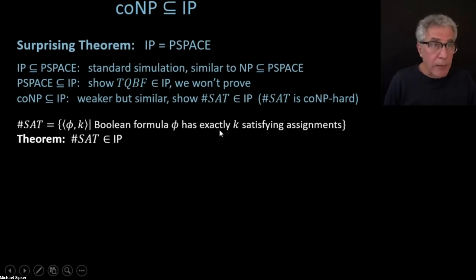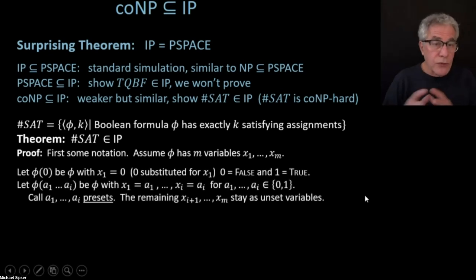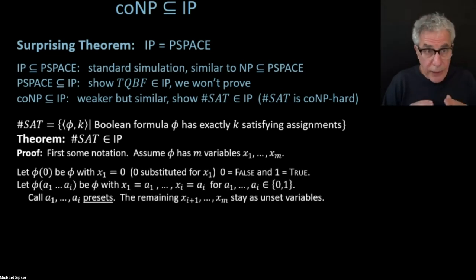So remember, this #SAT problem is you're given a formula and a number, and that number is supposed to be exactly the number of satisfying assignments of the formula. So in particular, if the formula is unsatisfiable, then it would be paired with the number 0. And that's why the #SAT problem is coNP-hard, because you can easily reduce unsatisfiability to #SAT. And unsatisfiability is coNP-complete. Okay, so remember we introduced this notation last time. This is going to be critical for understanding this proof, so let's go through it once again.